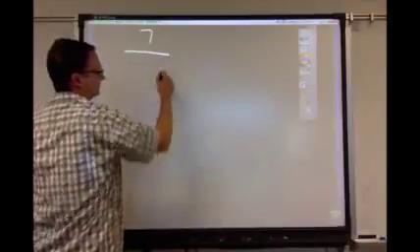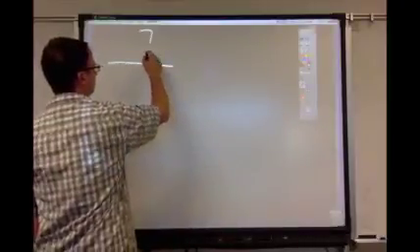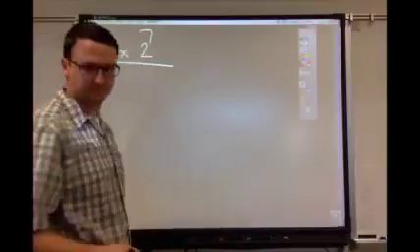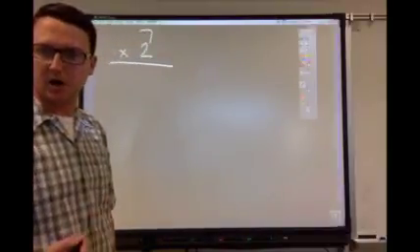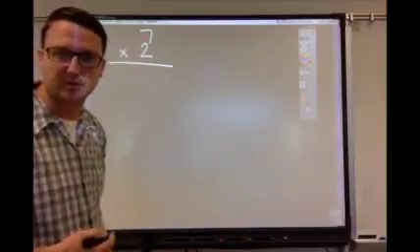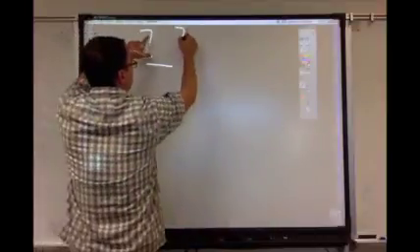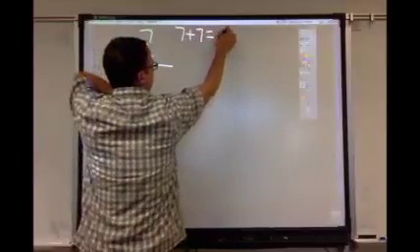Now, we can do this adding thing. We can do this drawing the boxes thing. Or once you get the hang of things, you can also do something that's called multiplication problems. Like 7 times 2. Okay? And so we know that we can find 7 times 2 by doing 7 plus 7. 14.